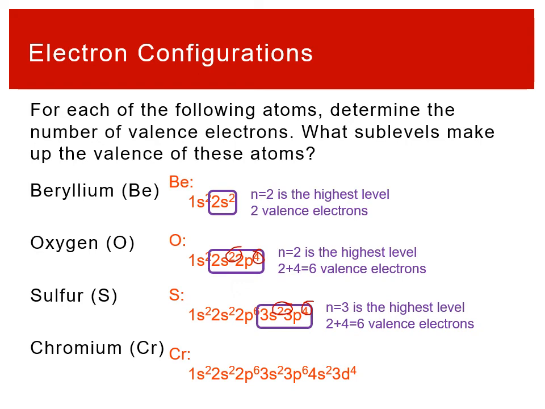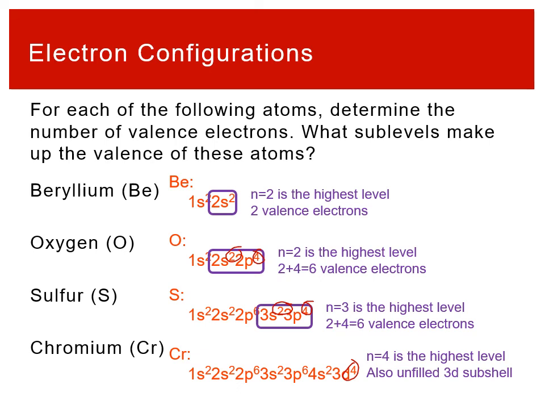Chromium: 1s2, 2s2, 2p6, 3s2, 3p6, 4s2, 3d4. There's a lot of electrons and a lot of different things. But again, we're focusing just on the end, that highest level. Chromium is a transition metal. It shows up in the middle of the periodic table. So n equals 4 is the highest shell, but there's also a 3d that's unfilled. We can tell it's unfilled because we know 4 is less than 10. A d can have a total of 10 electrons, but we haven't hit that. So it's open, it's unfilled.